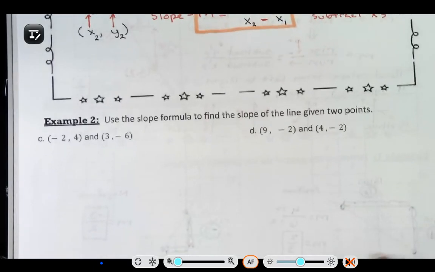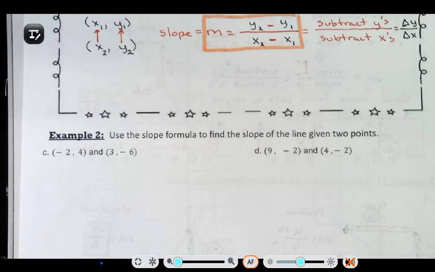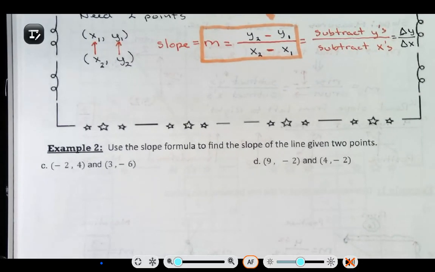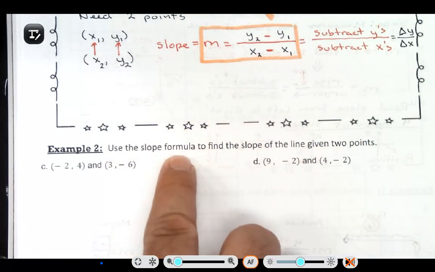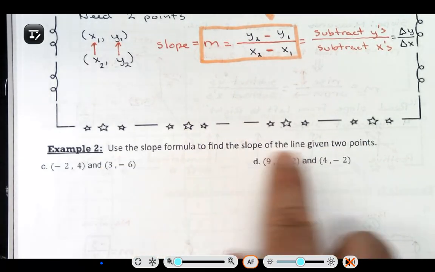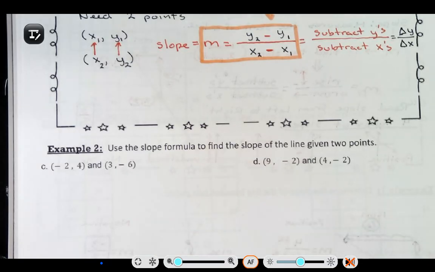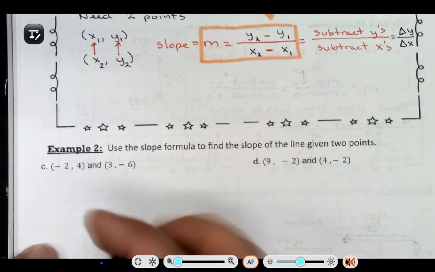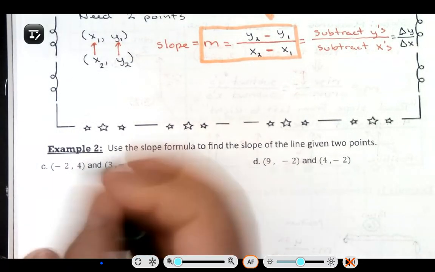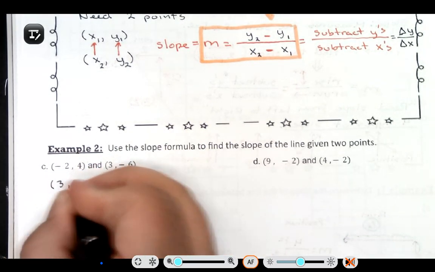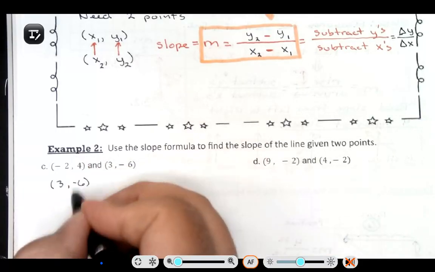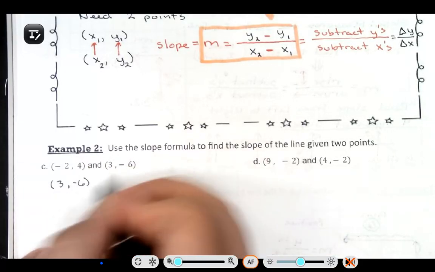So for example number 2, I want to make sure that formula fits in there with us. All right, so here's our formula. Use the slope formula to find the slope of the line given 2 points. Now I actually like to write my points one right underneath the other. So I'm just going to write this one down right here: 3, -6. I'm just lining them up. All I did was move it down.